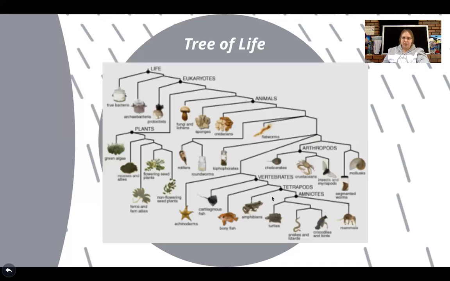Then we have the tetrapods, which break off into the amphibians and another common ancestor, which are the amniotes. And that leads to, over here, we have turtles, snakes and lizards, and look here, crocodiles and birds. And then over here, mammals. So every time there's a split, that means there's a common ancestor that leads to the following groups.